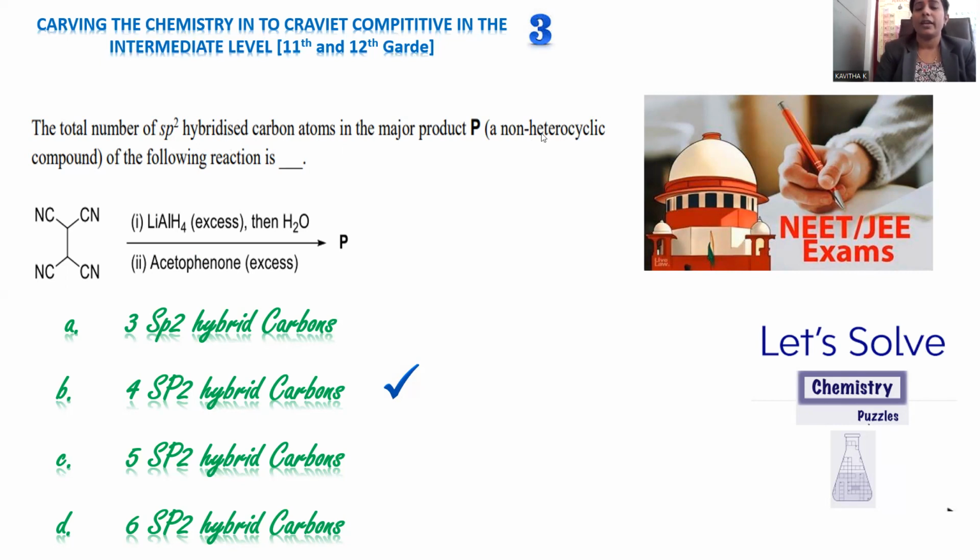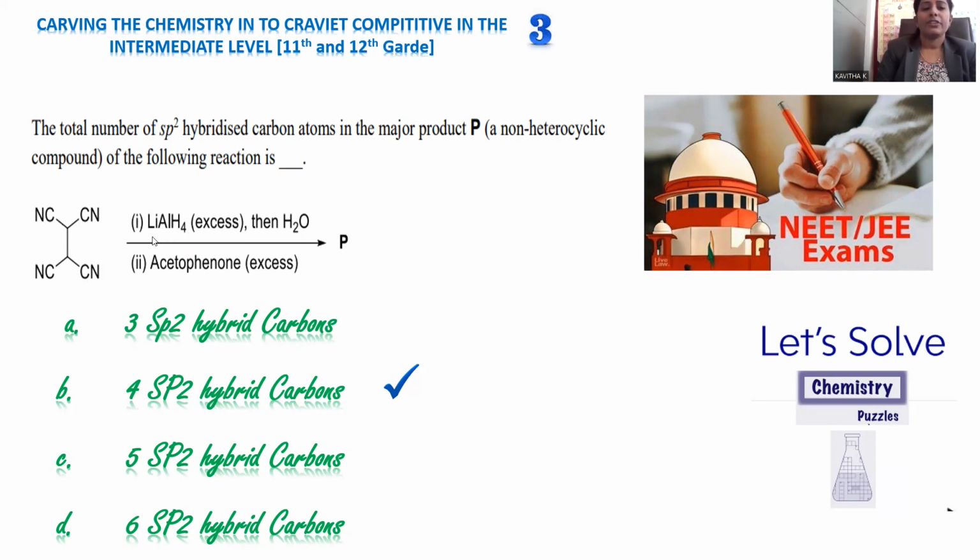We have to get a clear idea. The final product will be a non-heterocyclic compound in the following reaction. This is the starting material, where you can find 1, 2, 3, 4, 5, 6 carbons containing an open chain with the 4 nitriles over here. CN denotes what? Nitrile. 4 nitriles are present on terminal carbon atoms.